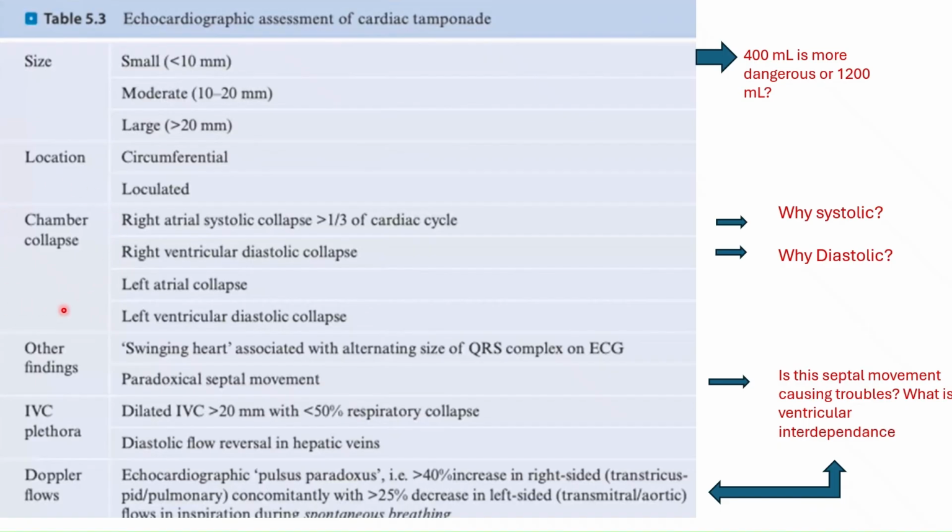Another very important thing is the chamber collapse, and you should see here that we have right atrial systolic collapse, and we have right ventricular diastolic collapse. And why systolic, why diastolic? It all comes from normal physiology, and we remember that the right atrium kicks when the ventricle is resting, right? When the ventricle is in diastole. So in systole of the ventricle, technically the right atrium is filling up, right? So that's why if you have right atrial systolic collapse, it means that you are not filling up your right atrium.